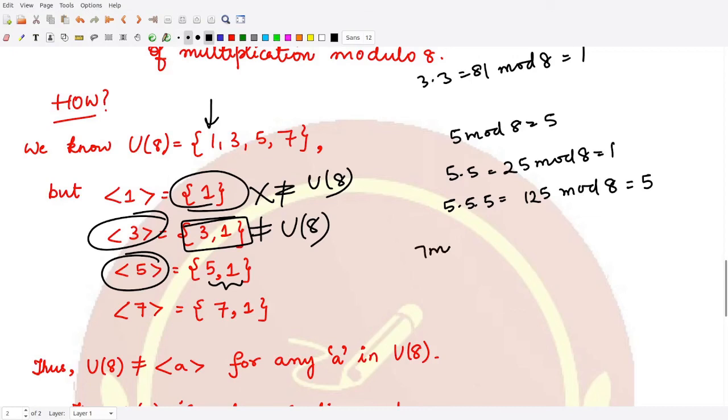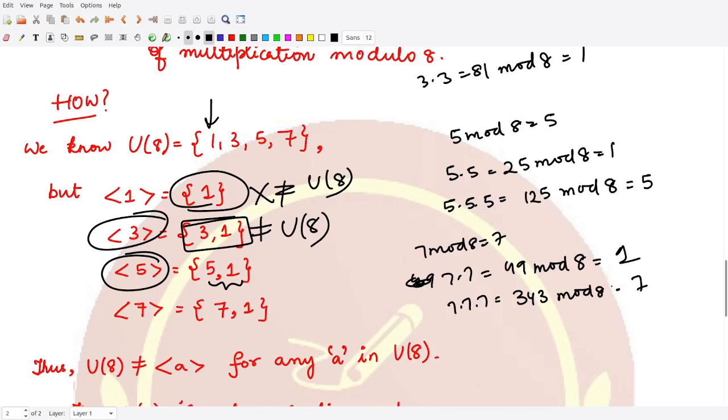So you see 7 mod 8 is equal to 7. 7 into 7 is 49, and 49 mod 8 is 1, because 48 goes by 8. 7 into 7 into 7, right, that is 343 mod 8. So that is equal to 7, right?